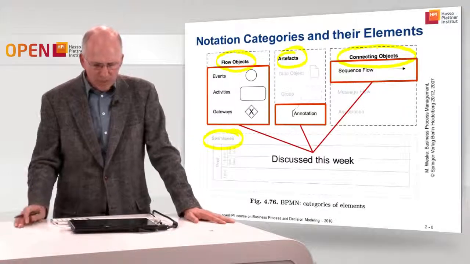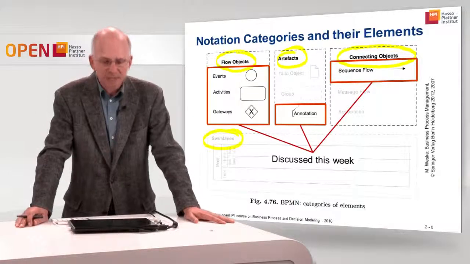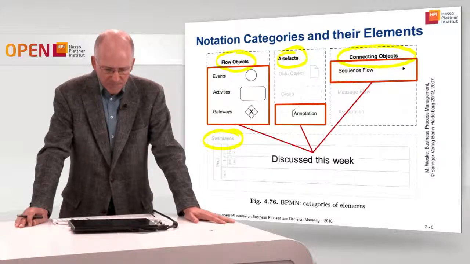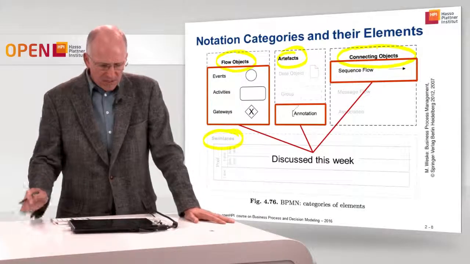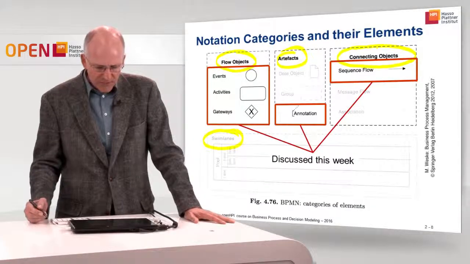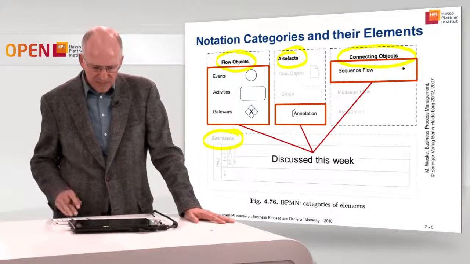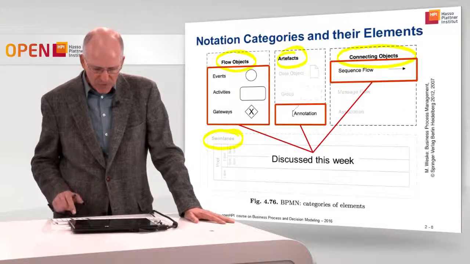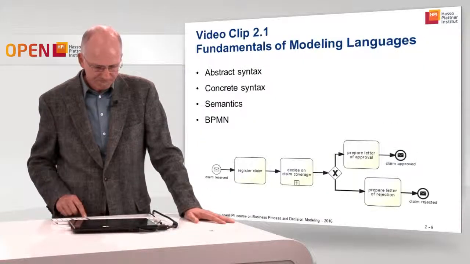This is grayed out here. We will not look at swim lanes in this week. We will come to this later. In particular, we look at events, activities, and gateways related to flow objects. We look at annotations regarding artifacts, and we look at sequence flow regarding connecting objects.